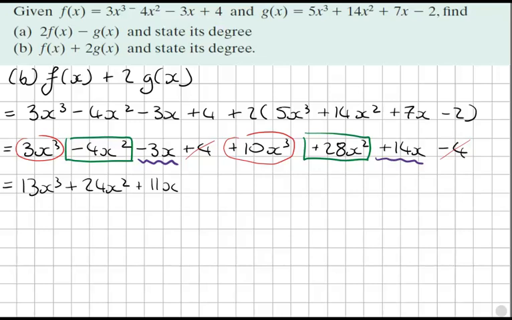And we simplify. 3x cubed plus 10x cubed is 13x cubed. Minus 4x squared plus 28x squared is plus 24x squared. Minus 3x plus 14x is plus 11x. And then 4 minus 4 will cancel. We have degree 3 because the highest power is 3.